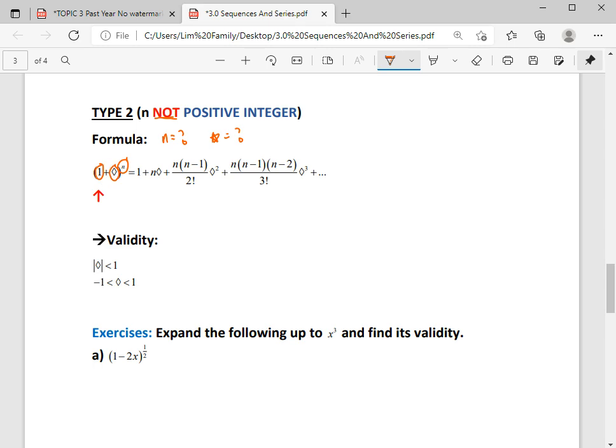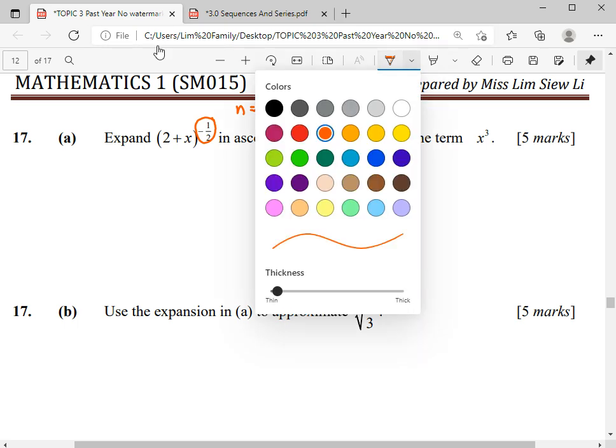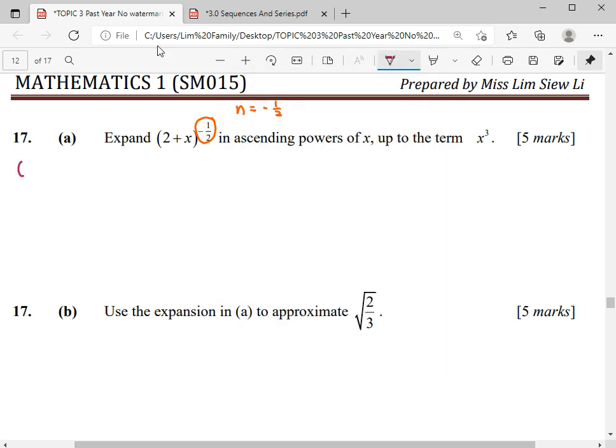So I have to look at my question. My question is not in that pattern, so I have to simplify it to that pattern, and only then can I start to expand using the formula. So first of all, for this (2 plus x) power negative half, how am I going to simplify it? I want to make the first item 1, so I have to factorize out the number 2.